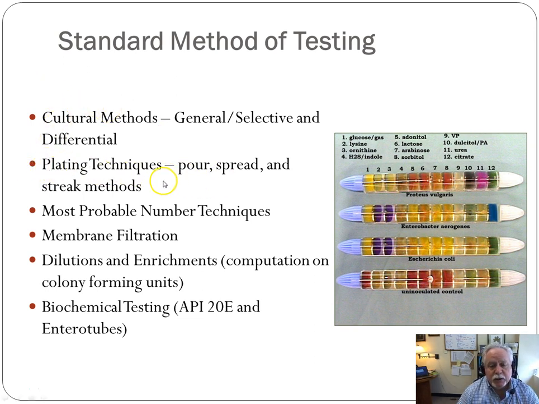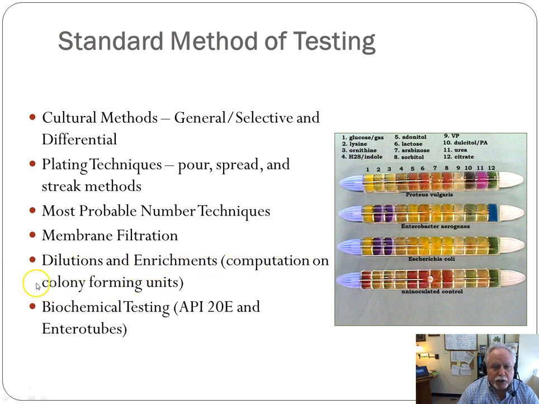How do you actually go about putting whatever you want to have measured on the plate? So you can pour it on, you can spread it, you can streak it. Any of you that have had microbiology will remember some of these. And then you'll use things like most probable number techniques, membrane filtration, dilutions and enrichments.